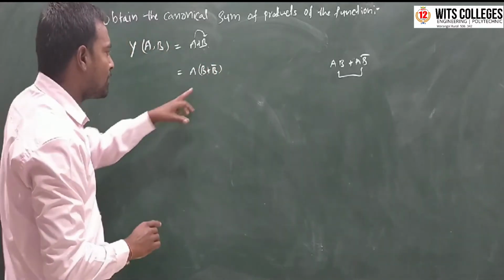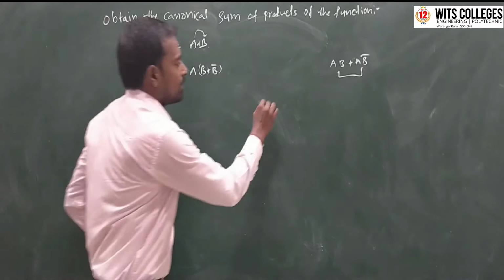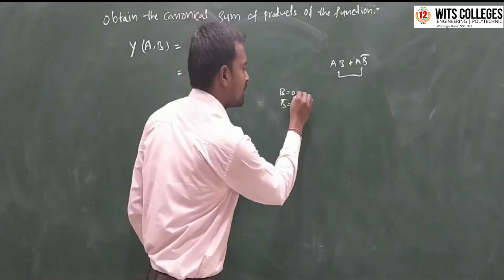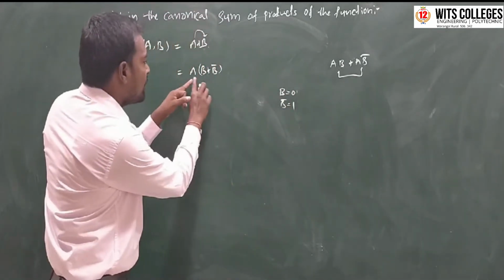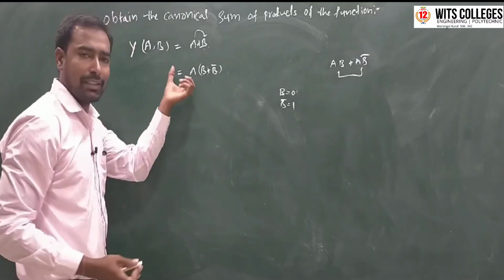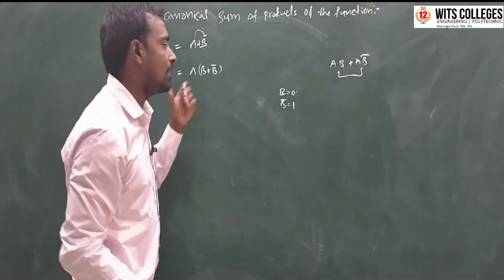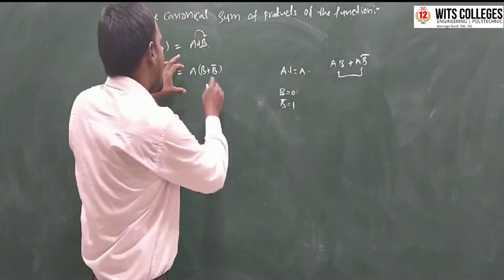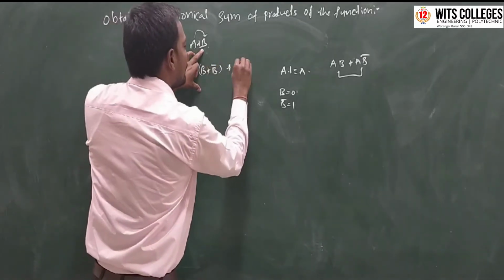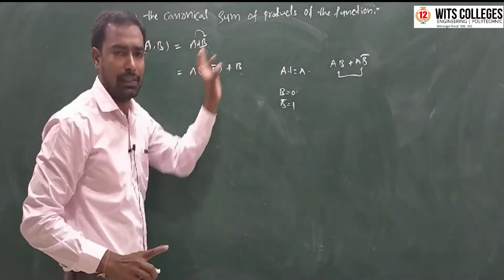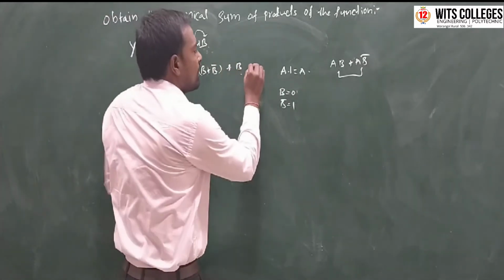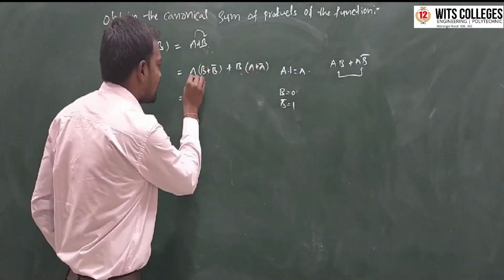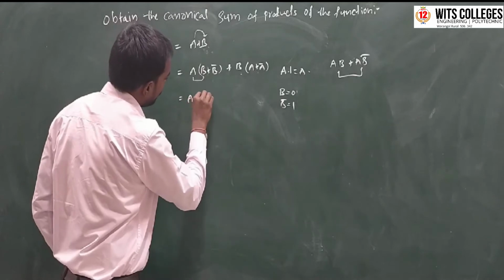Okay, b plus b bar, because if I take b is equal to 0, b bar will be equal to 1. That means 0 plus 1 is equal to 1. 1 into a is equal to a. We already discussed the Boolean law, that a into 1 is equal to a. And the next term, that is plus b, in this we have a missing term, that is a. So we have to multiply with a plus a bar.